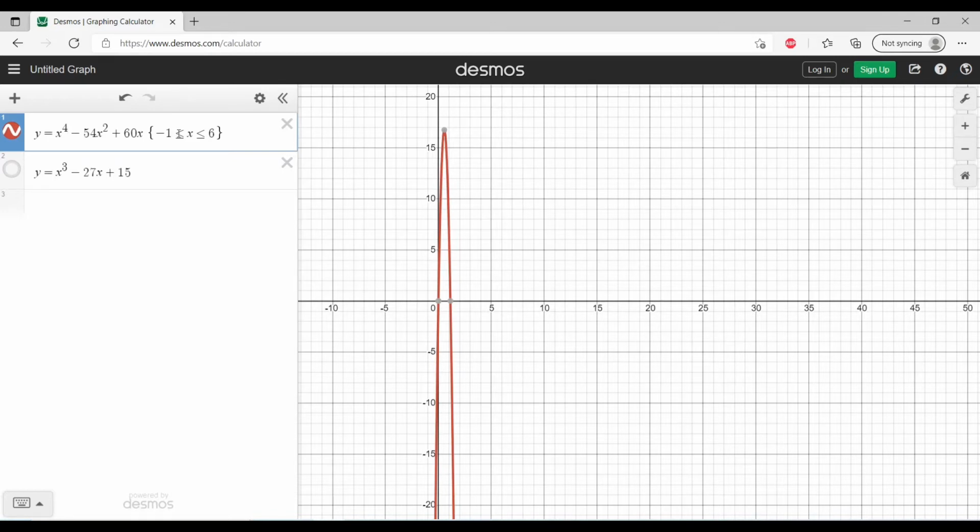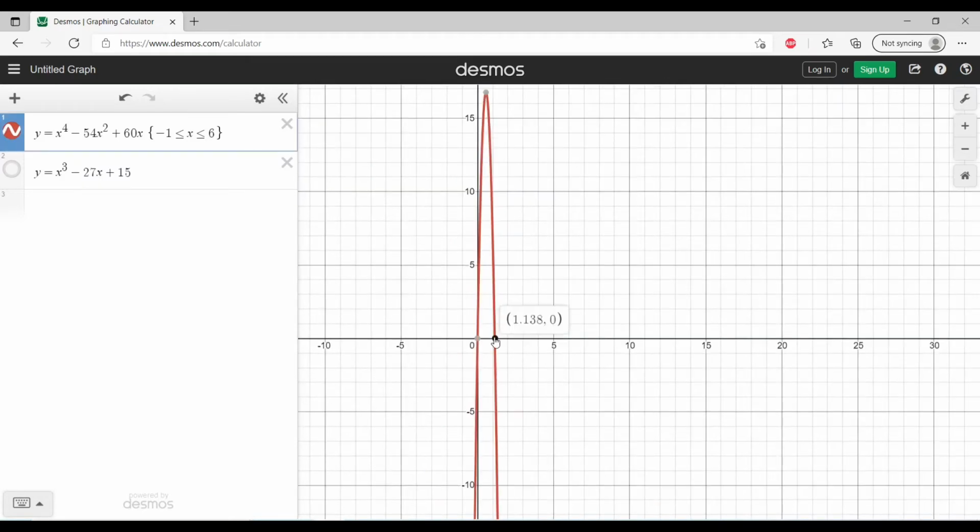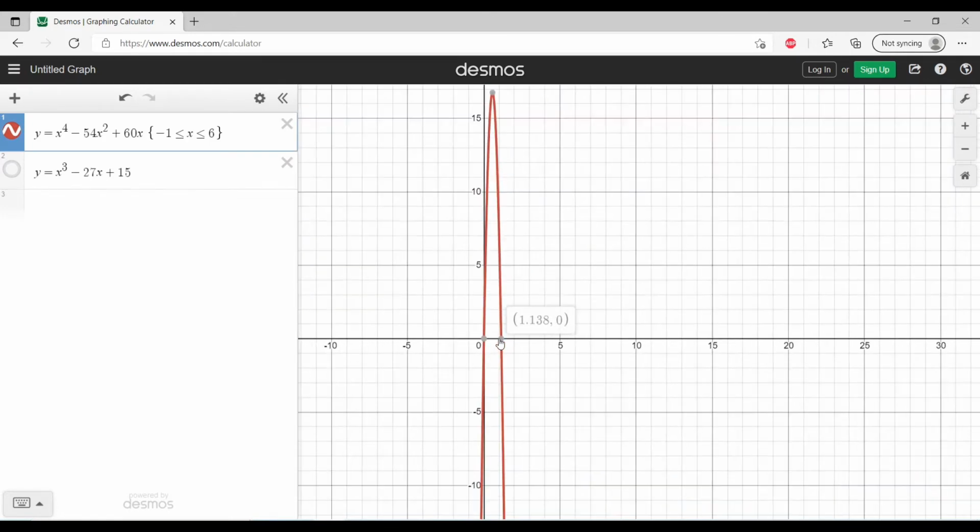If you are using Desmos for that, remember that the second bracket will be used to give the limit of the independent variable. Here the independent variable is x, and from the question paper I get minus 1 less than or equal to x less than or equal to 6. So the graph is like this, and from here you can get the point P, that is 1.138, 0. When the question paper is set, the distances are not equal, so the actual graph will look like this, and this is the point P, that is 1.138, 0.